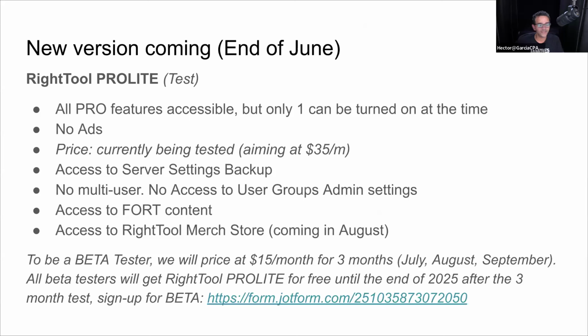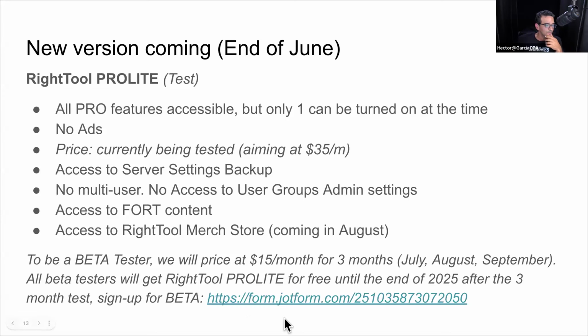The way this is going to work is just like Pro, but you can only turn on one Pro feature at a time, right? So this is for people that use the free edition, but they need that one batch entry that one time, and they don't want to pay $75 a month for RightTool Pro because they only need that one feature that one time. So that's what Pro Lite is going to be.